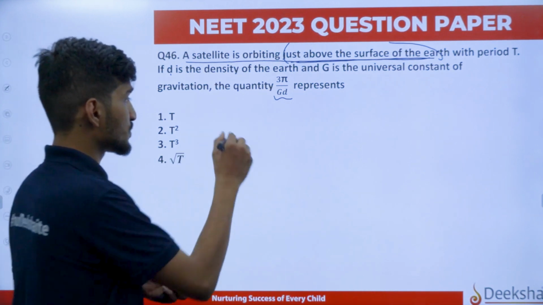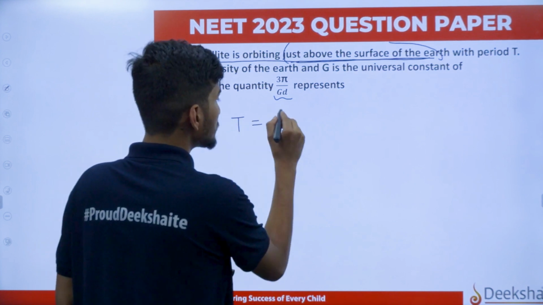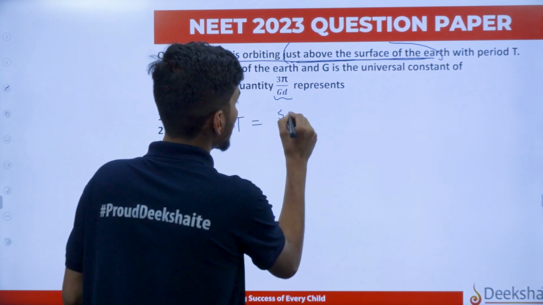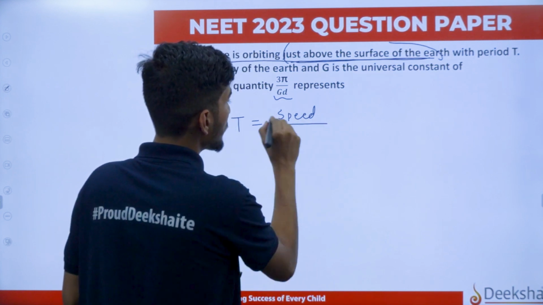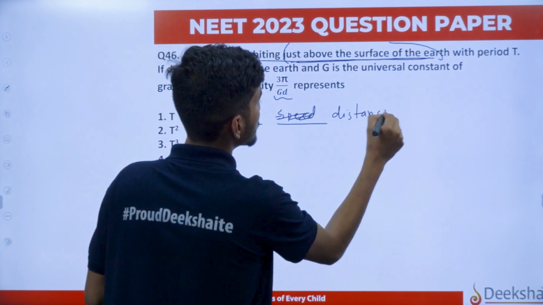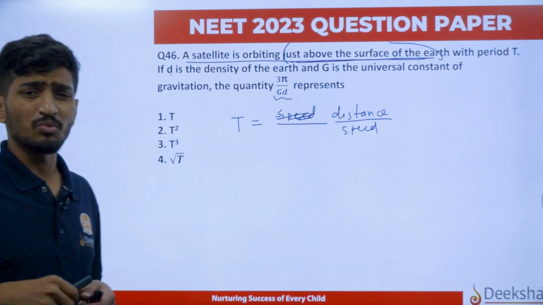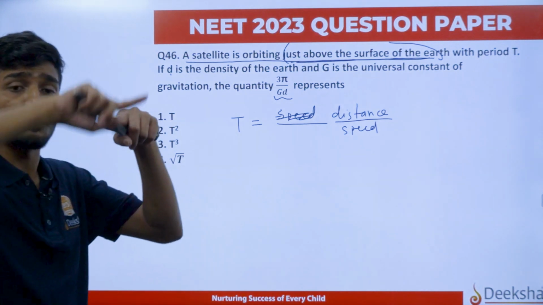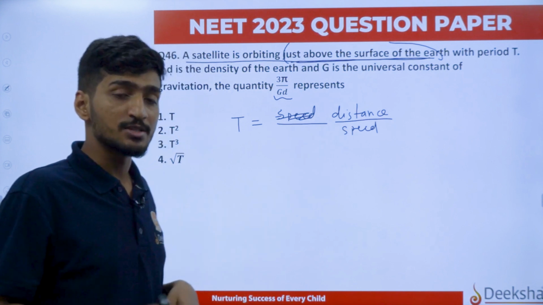Okay. So first of all, time period of any satellite in general is equal to distance covered by the satellite divided by speed, right? Time is distance by speed. What distance are we talking about? The distance of full circle orbit. That distance divided by the orbital speed.